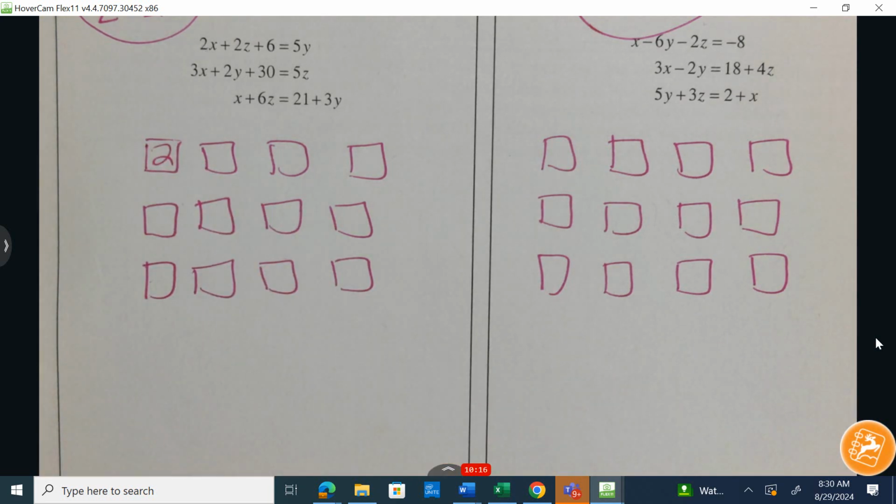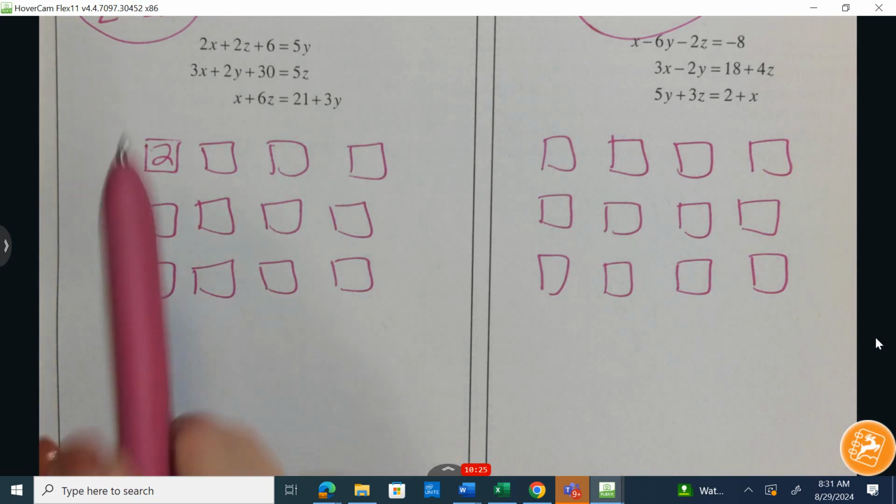Raise your hand if you're done with the first problem. It's okay if you're not done with the first problem. Hands up if you're done with the first. Okay? I'm going to start working through the first problem while you finish the second.